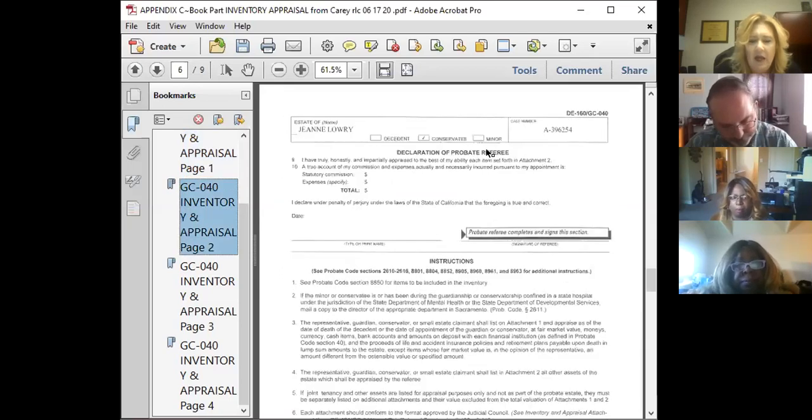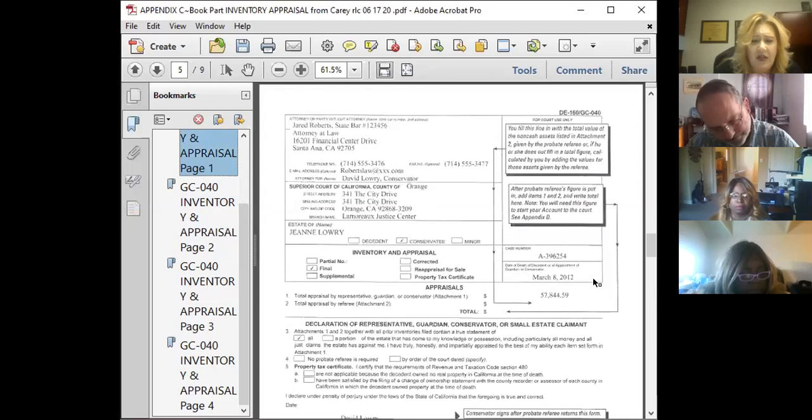Then he will also complete page 2, which is his declaration. You do not fill out any of this except for the top headers. He will date it, and I'm saying he, it could be a she, apologize. They will date it and type their name and then sign it. And then again, they will return the entire package back to you.